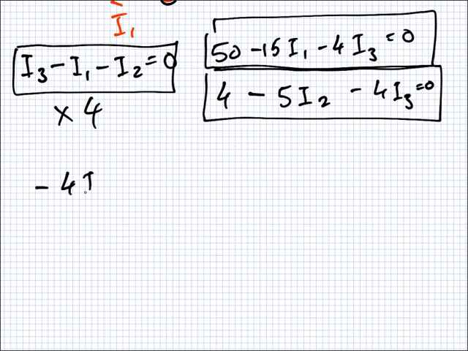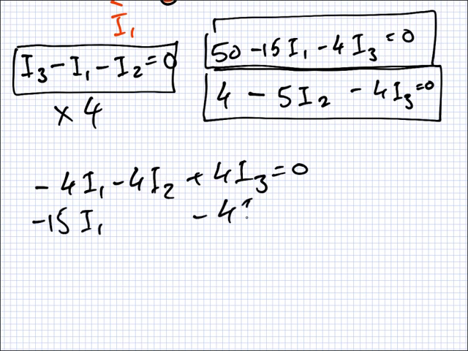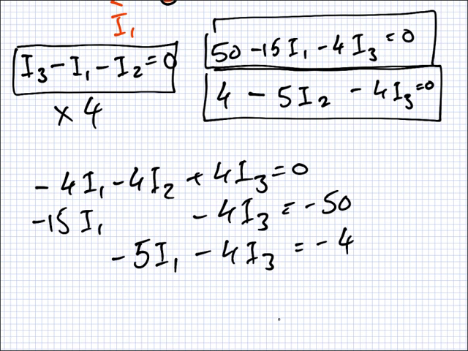So I'll clean this up a little. I have minus 4I1 minus 4I2 plus 4I3 equals 0. Here I have minus 15I1 minus 4I3 equals minus 50. And here I have minus 5I2 minus 4I3 equals minus 4. Now I don't like all these minuses, so I'll just make them all plus.